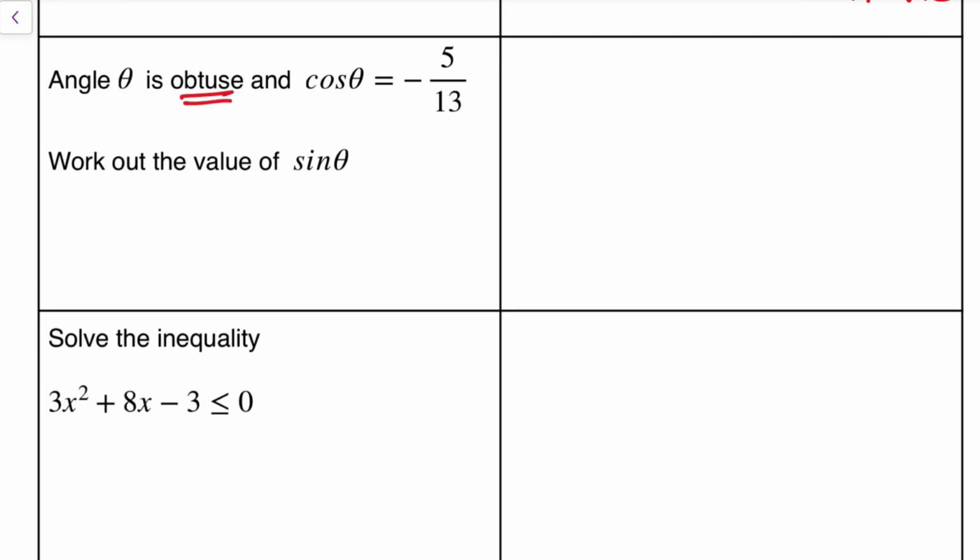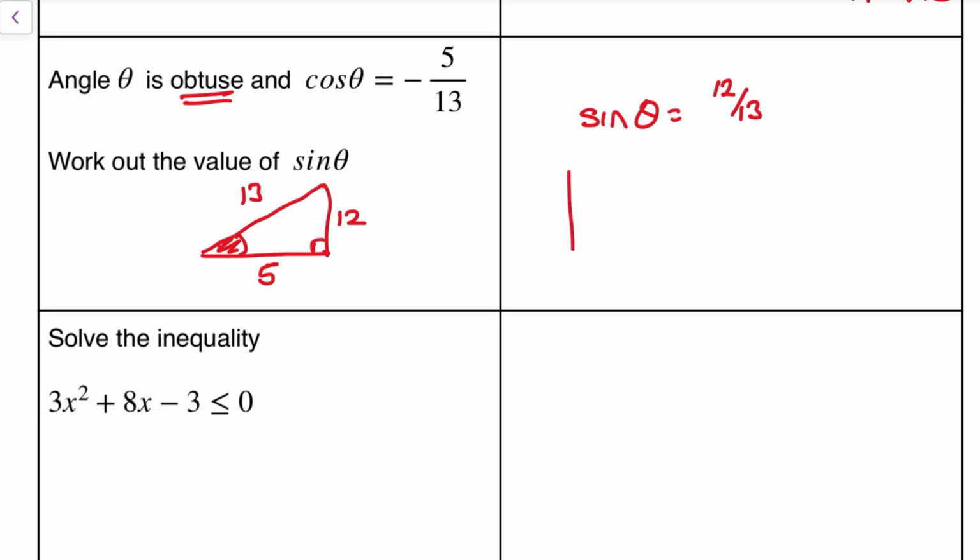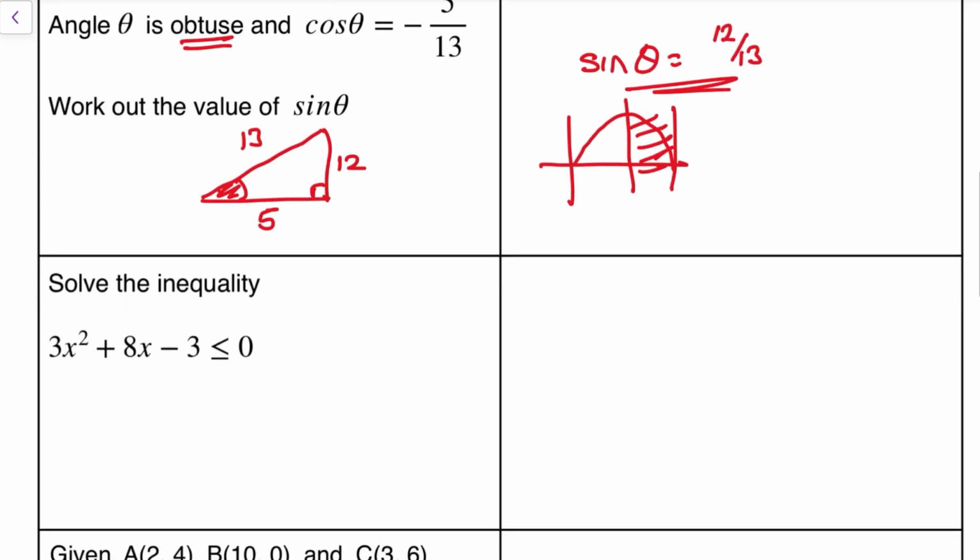Angle theta is obtuse. Now I'll come back to that. Cos theta, so there's my angle, there's my right angle. Cos is adjacent over hypotenuse. Because I know the 5, 12, 13 triangle, this is going to be 12, in other words 13 squared minus 5 squared, which means the value of sine theta is 12 over 13. Now I need to think about whether it's positive or negative. Because it's obtuse, between 90 and 180, sine is always positive there, so my fraction is positive. Question done, nice and straightforward.